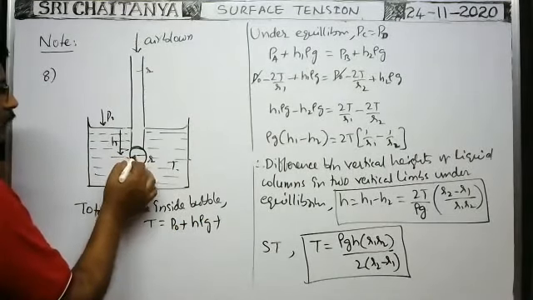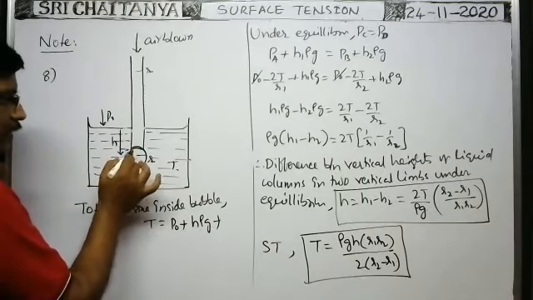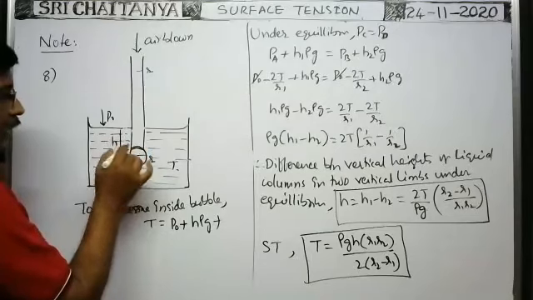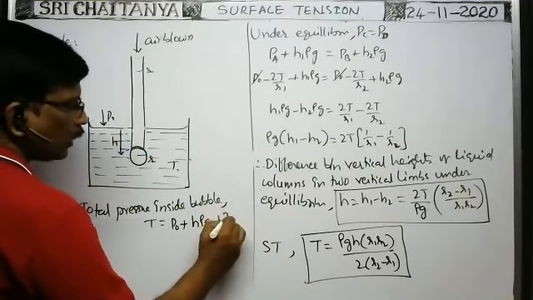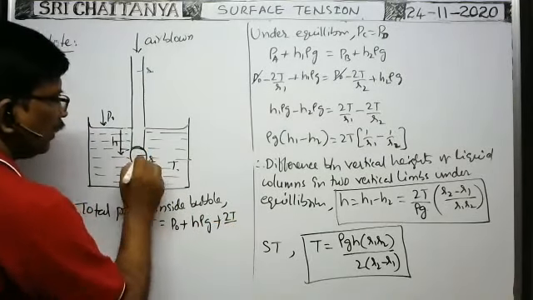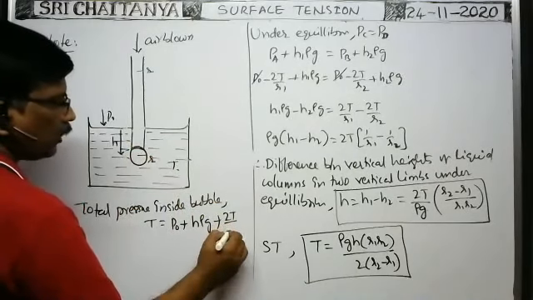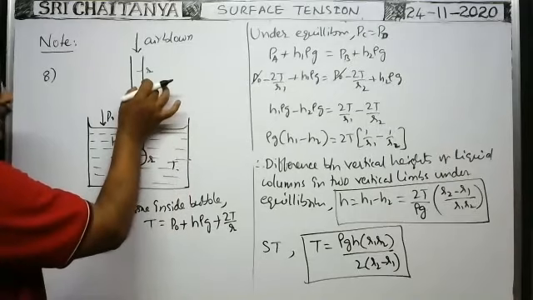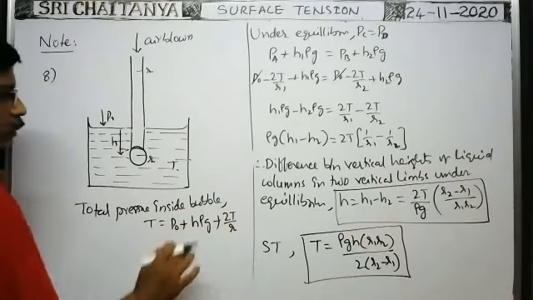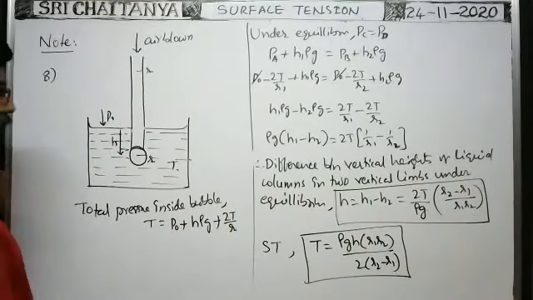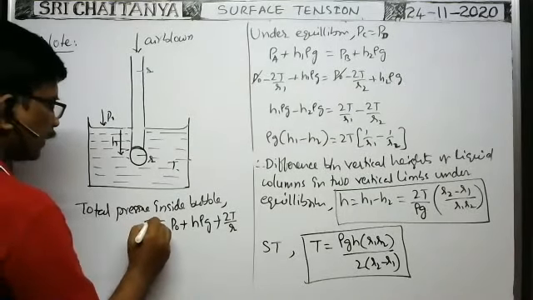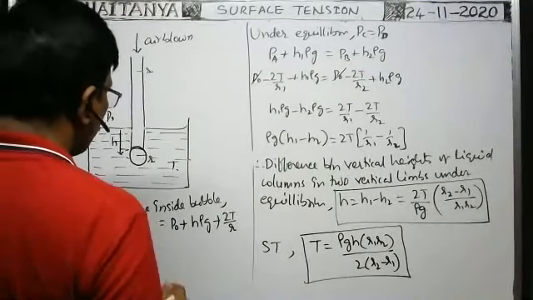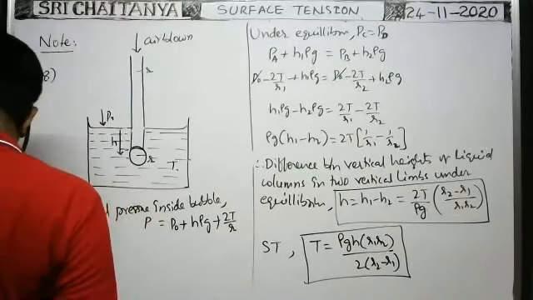The extra pressure is there due to surface tension inside the liquid, the air bubble. What is the extra pressure inside the air bubble? 2T by r, that is also there. 2T by the radius of the bubble or radius of the capillary tube, both are the same. Suppose the radius of the bubble produced here is the same as the radius of the capillary tube, then that is 2T by small r. This is the total pressure inside the bubble, capital P.